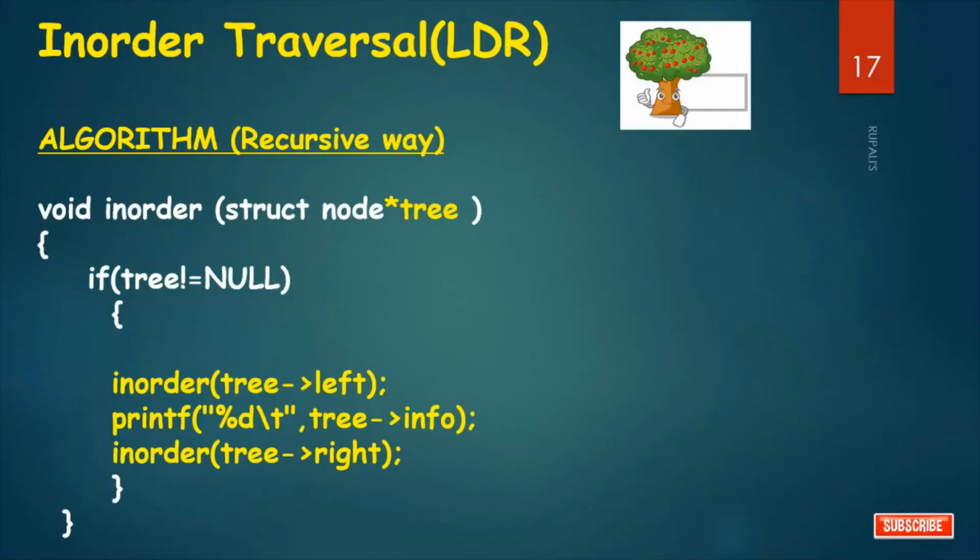We already learned how this algorithm works. So the function name is inorder. We are passing the address of the root node. Now if tree not equals to null, call the function again by the address of the left child. See here we are using the arrow operator because we are passing the address of the tree. So you have to use the arrow operator, and then print the info part, and then again call the function by the address of the right child.